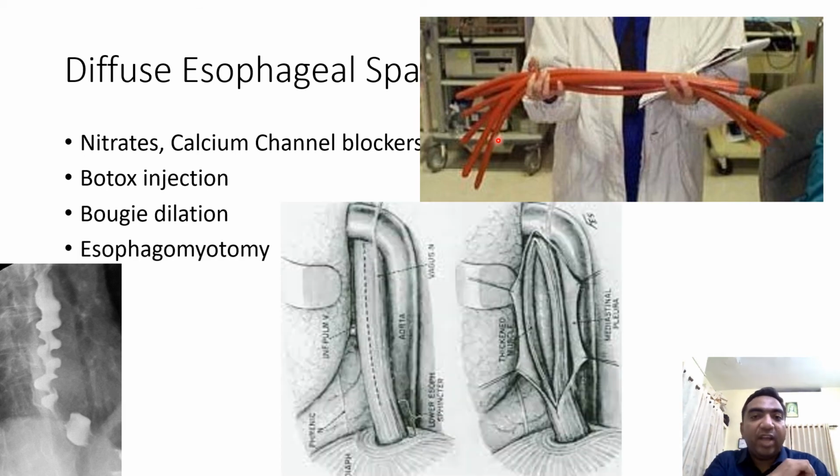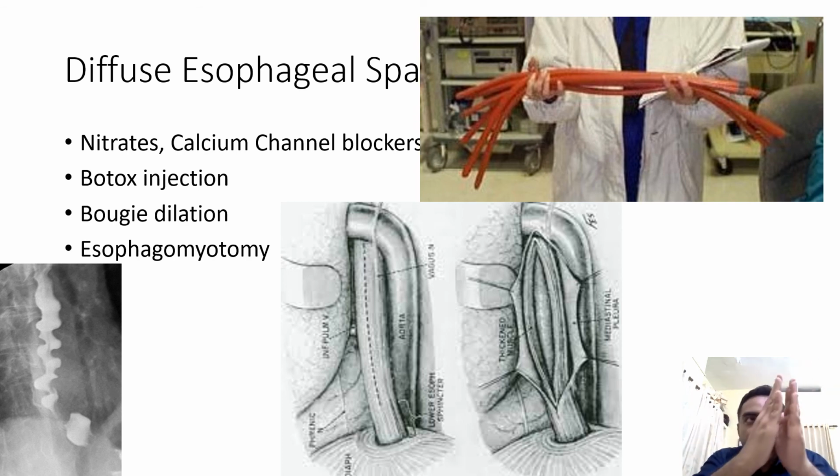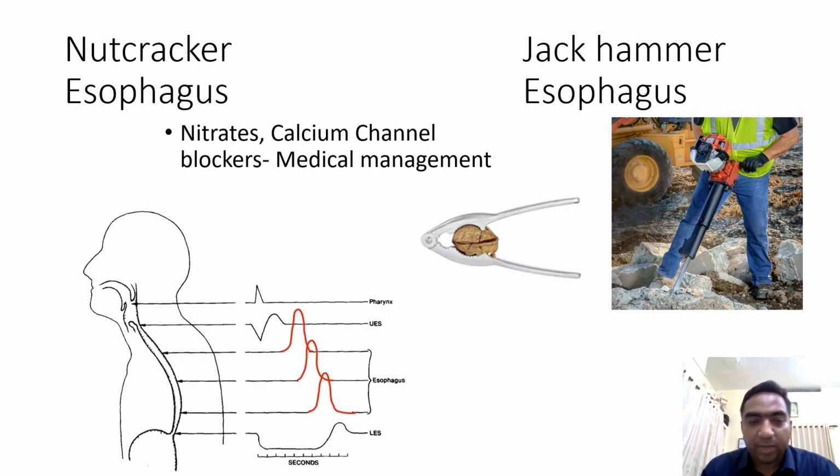And finally, esophagomyotomy. In diffuse esophageal spasm, we have to do a long segment esophageal myotomy. It is not Heller's cardiomyotomy, it is a long segment esophagomyotomy. A cut is put in the esophagus body and the muscle is opened. So even if it contracts, the contraction will be ineffective. So that is regarding the management of diffuse esophageal spasm.